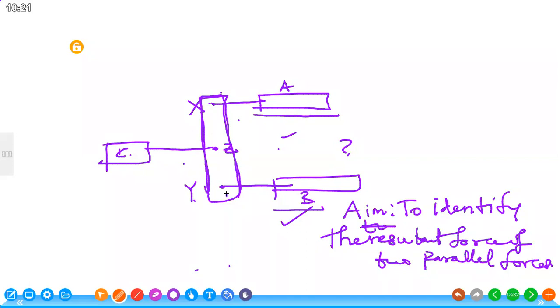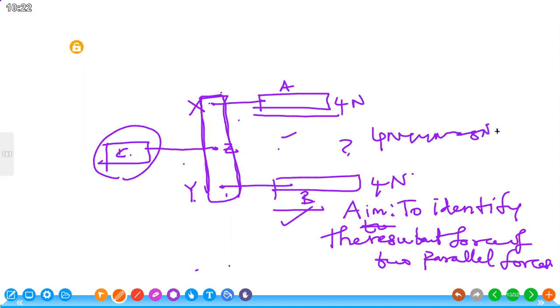And another question for you. Now we observe the reading when we apply 4 Newton in A and 4 Newton in B. So the reading of C is 4 Newton plus 4 Newton, 8 Newton. That's the reading of balance C. Second, when you arrange this practical, you should consider that the distance between X and Z is equal to the distance between Z and Y. This is also one of the factors.